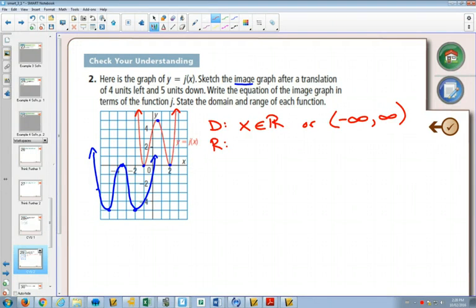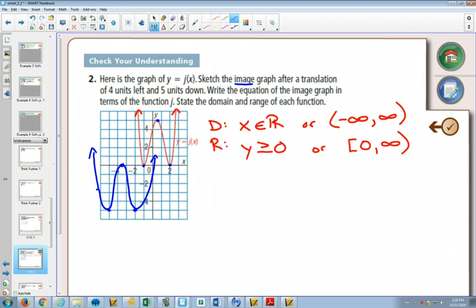Our range, in set notation, we'd say that the y values are bigger than or equal to 0. Or we would start at 0 and go to infinity in interval notation. With infinity in interval notation, you always use the round brackets.